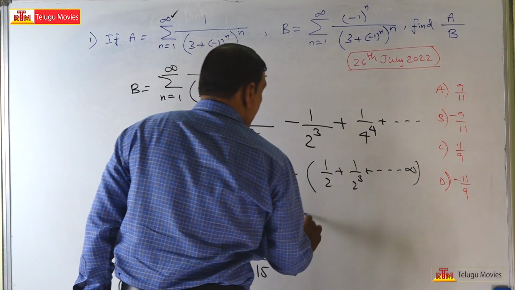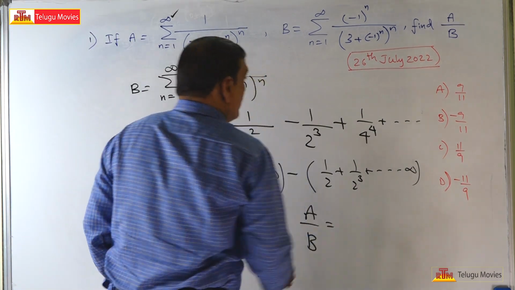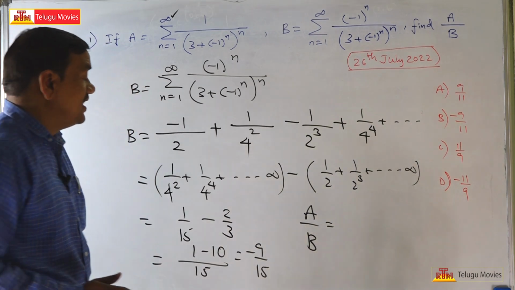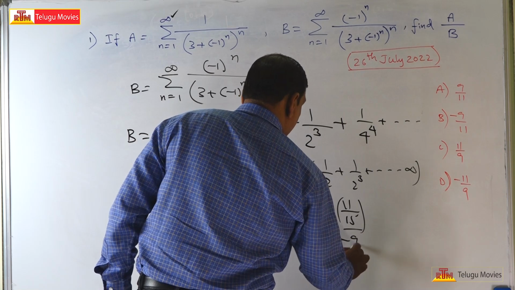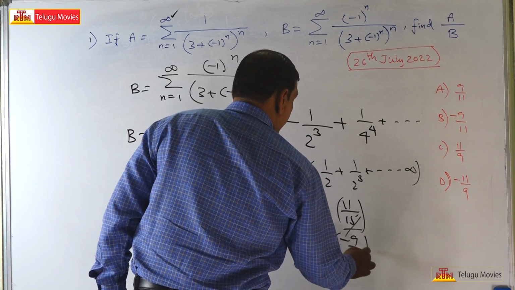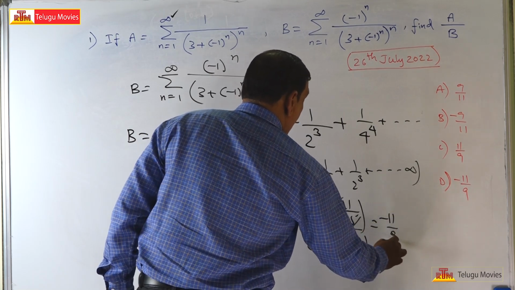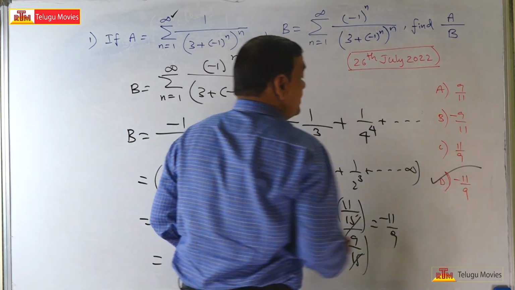Now, coming to your A by B. So, your A value is nothing but how much? 11 by 15 you got. Your B value is 9 by 15. 15 will cancel, 11 upon 9. So, option D is your right answer.